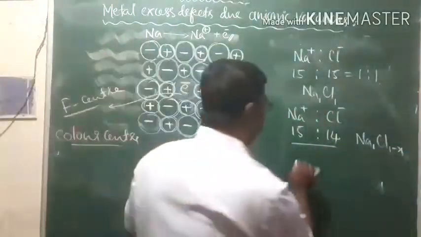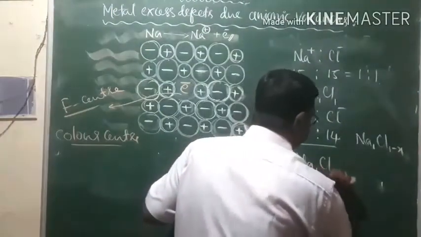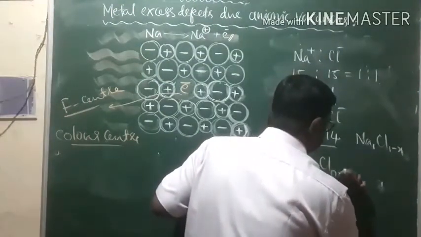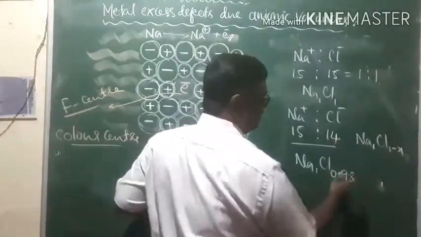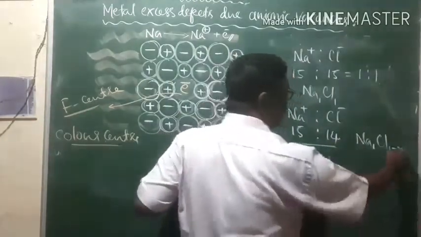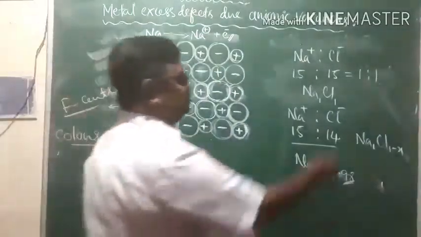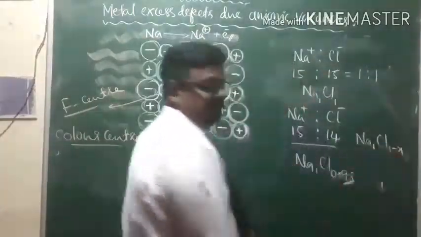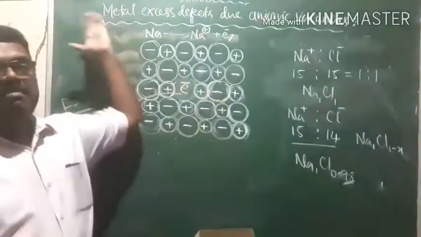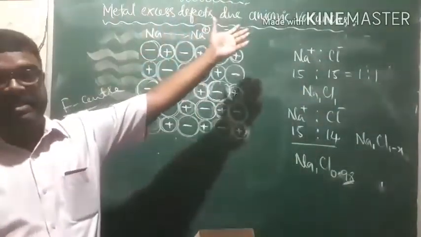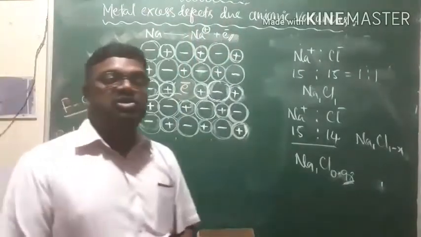Say, for example, it can be like this: Na1Cl0.98. Because what can this ratio be? It can be 0.98. So this 0.98 is nothing but 1 minus X. That means the stoichiometry of sodium chloride is changed. Stoichiometry of sodium chloride is changed due to metal excess defect due to anionic vacancies, and that is what we call a non-stoichiometric defect.